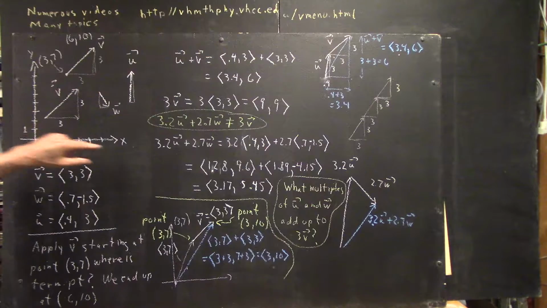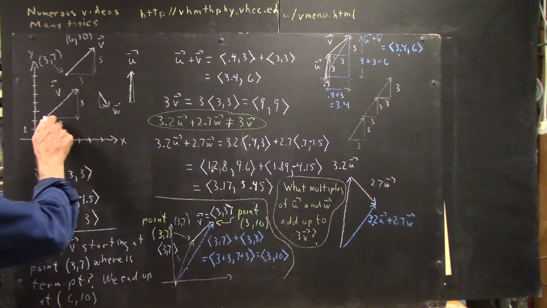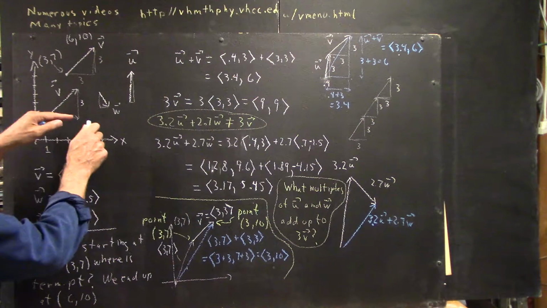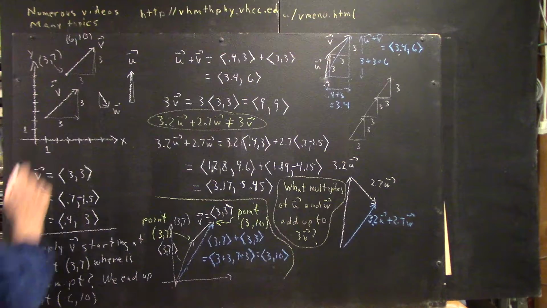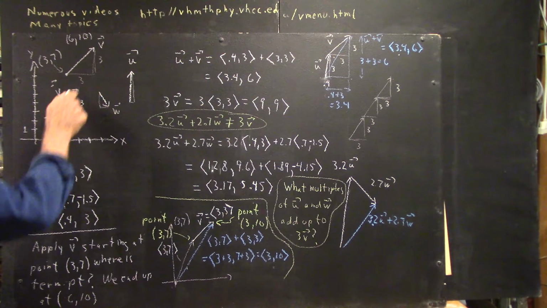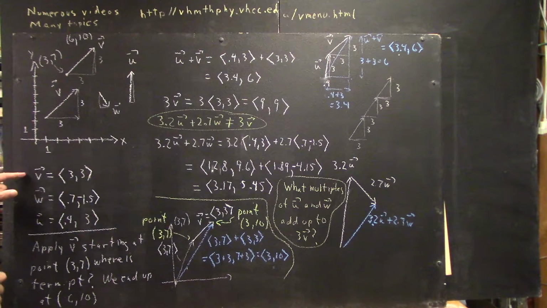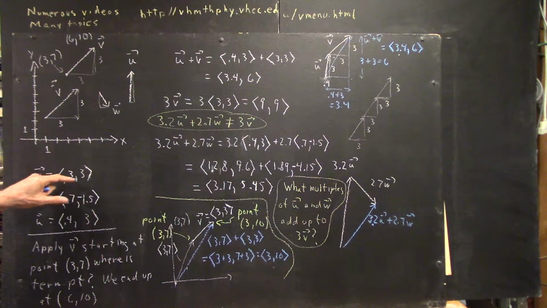Okay, according to the scale I've marked on the x and on the y axis, the v vector corresponds to moving 3 units in the x direction and 3 units in the y direction. That is, if we're at the initial point, the terminal point will be 3 units across and 3 units up. So we say the v vector is the vector 3, 3.